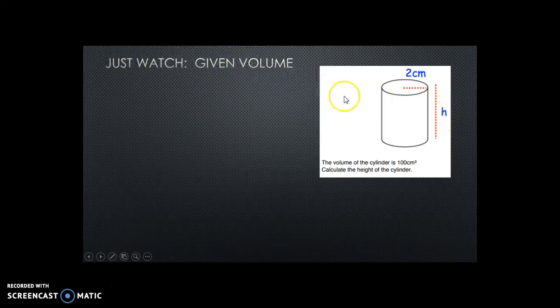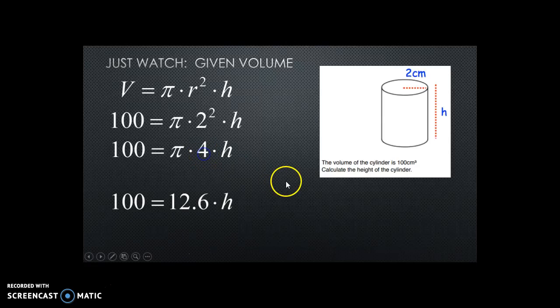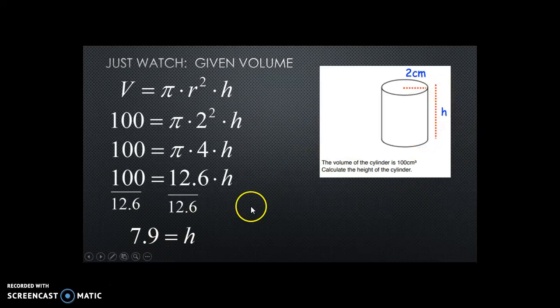All right. So let's give this a shot. Start with your formula. We're going to put 100 here. We're going to put 2 in for r. Boom. We'll have to square this first. All right. We're going to multiply these two. 4 times pi is 12.6. Okay. And then to solve for h, we're going to have to divide both sides by 12.6. This will cancel out, and we're left with h equals 7.9. You could probably call that 8. That would be okay. And it's really close, and that kind of makes it a little nicer, but in this case, 7.9.